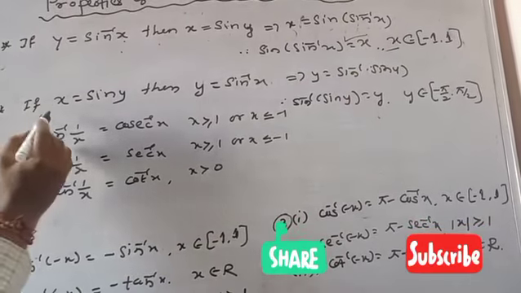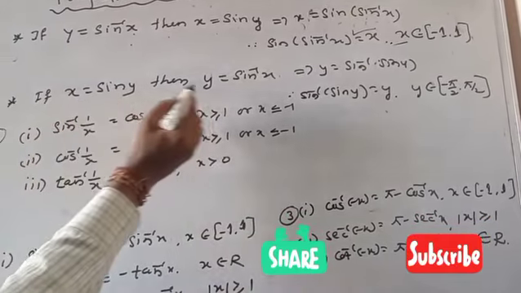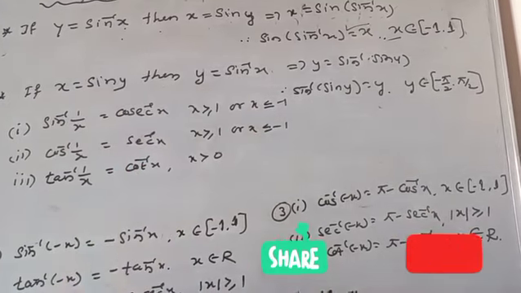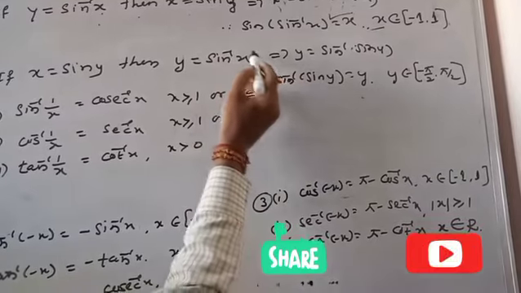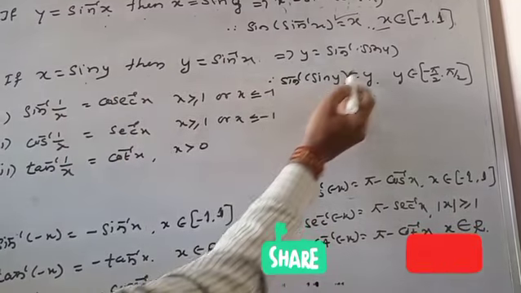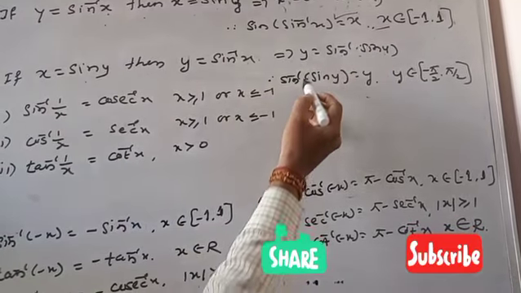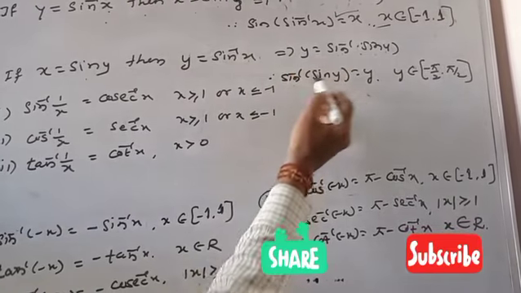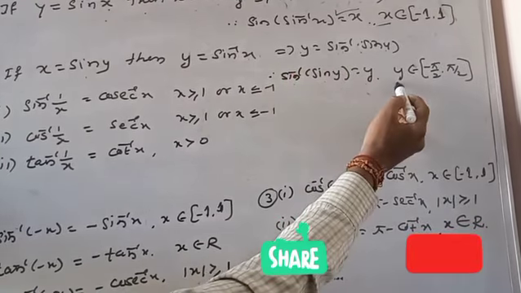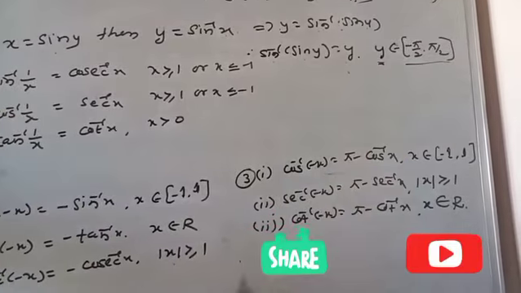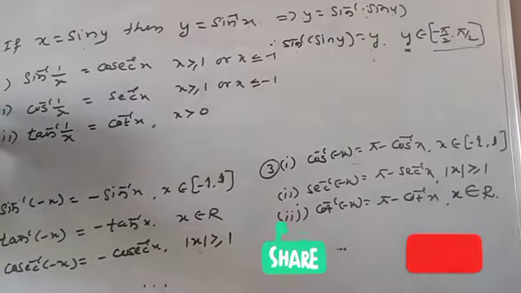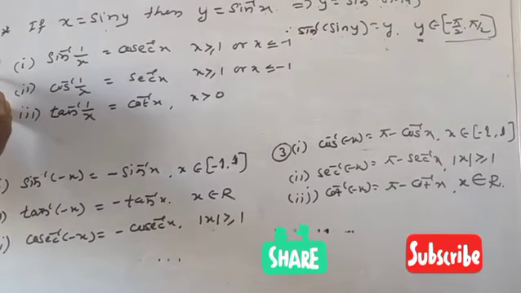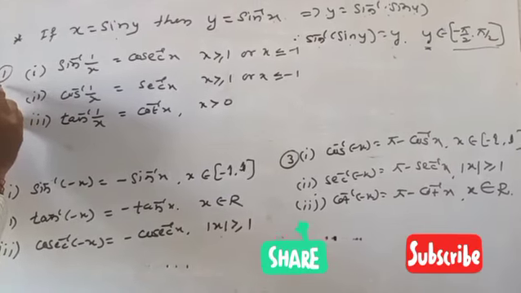Second one: if x is equal to sine y, then y is equal to sine inverse x. This implies that y is equal to sine inverse of x, where x is sine y. Therefore, sine inverse of sine y is equal to y. The range always belongs to the closed interval -π/2 to π/2. This is the first and foremost property of inverse trigonometric functions.